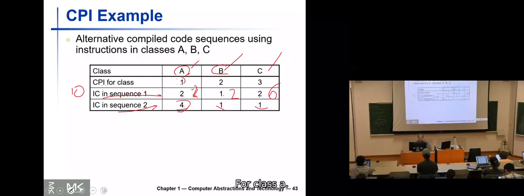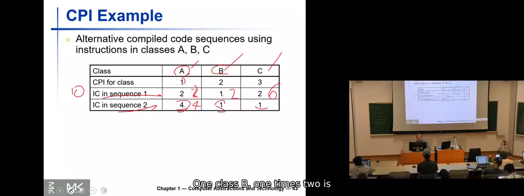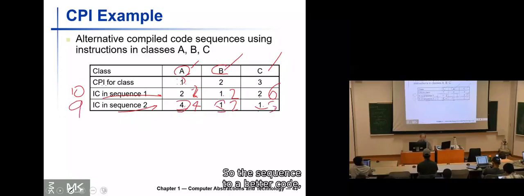I see 4 class A. I forgot. Class A. Okay. CPI for class A is 1. 4 times 1 is 4 clock cycles. And 1 class B, 1 times 2 is 2. And 1 class C, 1 times 3 is 3. 3 plus 2, 5 plus 4 is 9.